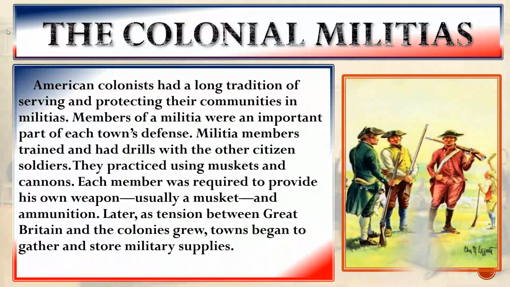The colonial militias. American colonists had a long tradition of serving and protecting their communities in militias. Members of a militia were an important part of each town's defense. Militia members trained and had drills with the other citizen soldiers. They practiced using muskets and cannons. Each member was required to provide his own weapon, usually a musket, and ammunition. Later, as tension between Great Britain and the colonies grew, towns began to gather and store military supplies.